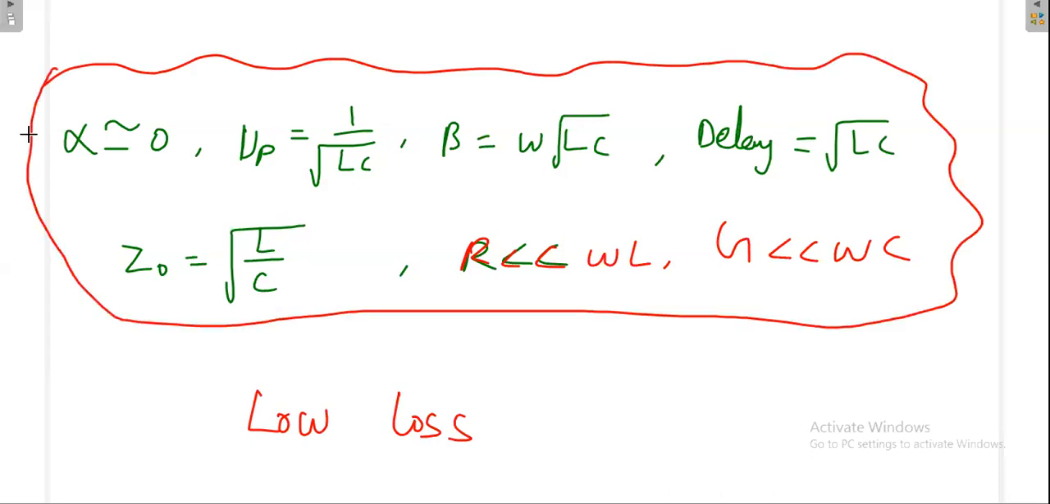But one thing is very clear, the low loss line is something similar to the lossless line because we are getting the same result. But when R is 0, exactly that is lossless, and that time exactly you will get alpha is equal to 0. In this case, whenever it is low loss, you will get some minimum value, but that will be approximately 0. So in case of transmission line, low loss and lossless both are almost the same.